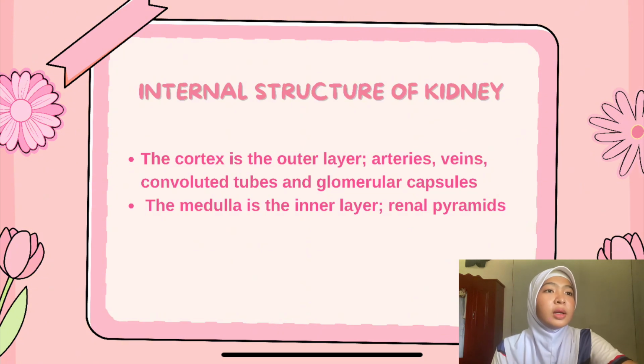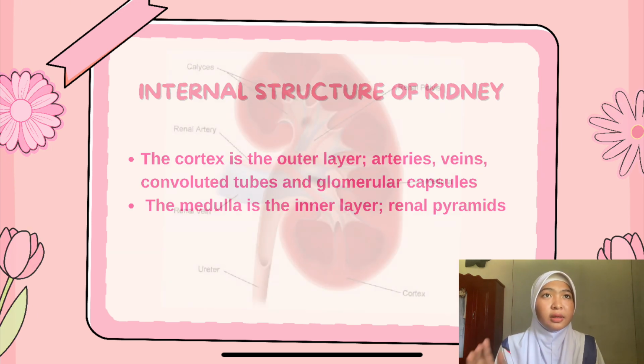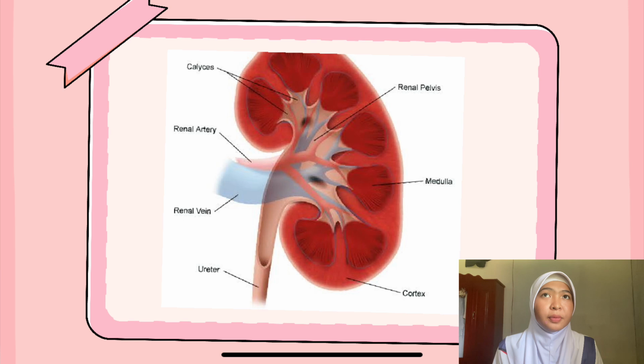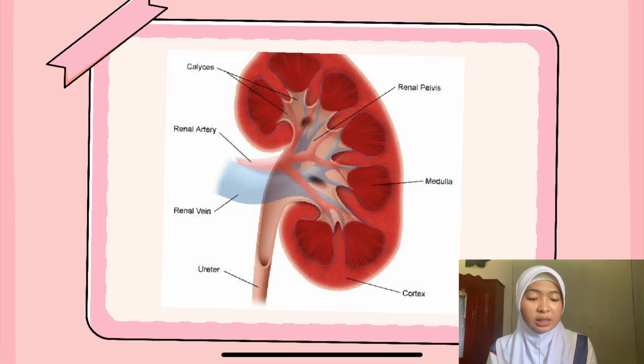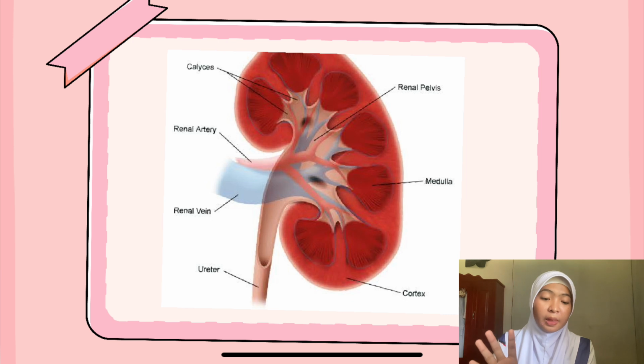So, the next one is, we have the key components of the kidney. We have the renal pelvis. Siya yung funnel-shaped cavity within the kidney that collects urine produced by the kidney, and ipapasa niya ito sa ureters, tube nung ihi.